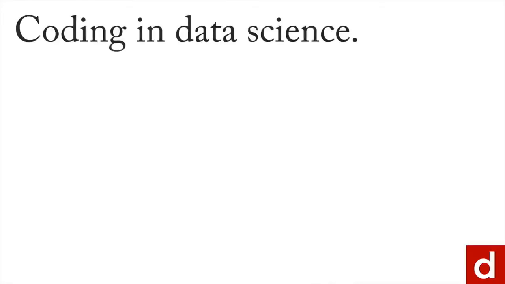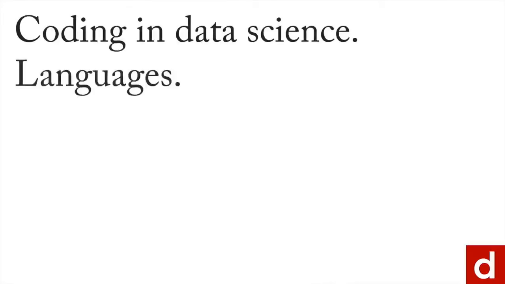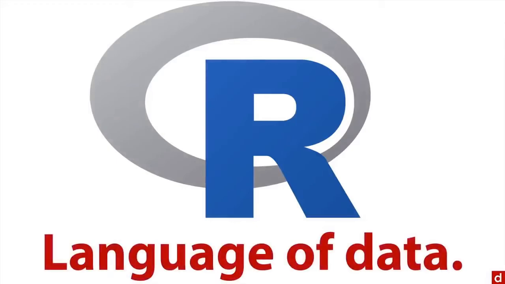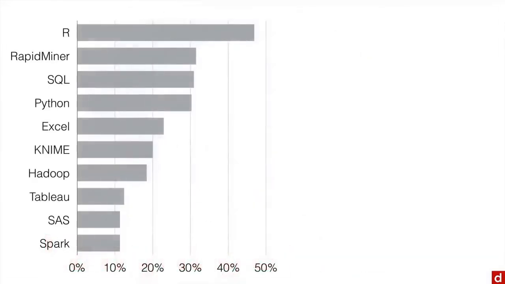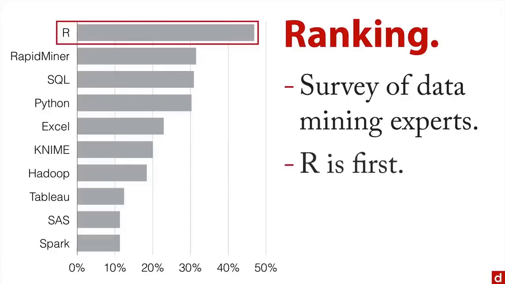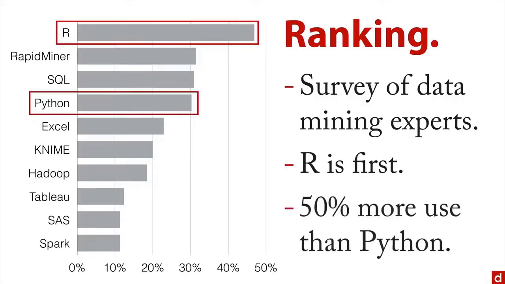If we're going to talk about coding in data science and the languages that are used, then first and foremost is R. The reason for that is, according to many standards, R is the language of data and data science. For example, take a look at this chart. This is a ranking based on a survey of data mining experts of the software that they use in doing their work. And R is right there at the top. R is first. And in fact, that's important because there's Python, which is usually taken hand in hand with R for data science. But R sees 50% more use than Python does, at least in this particular list.